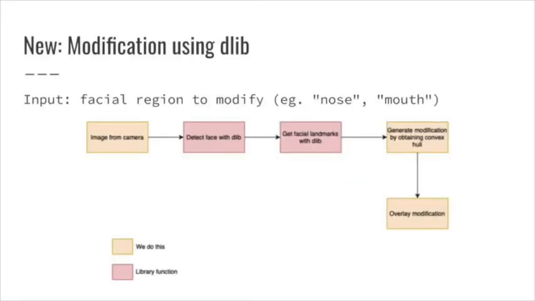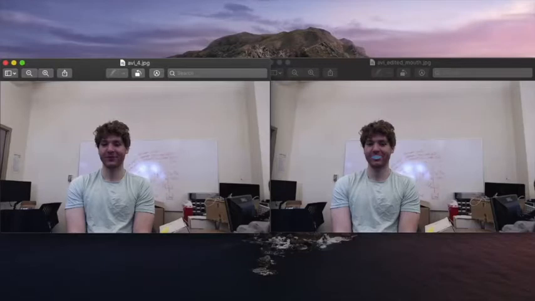We came up with a second modification method, which uses dlib and is more of a human-based approach as opposed to a neural network. Firstly, it takes in an image, then uses dlib to extract the facial landmarks, and then obtains the convex hull, which is simply the shape contained within the set of landmark points. This modification will then be overlaid on the original image.